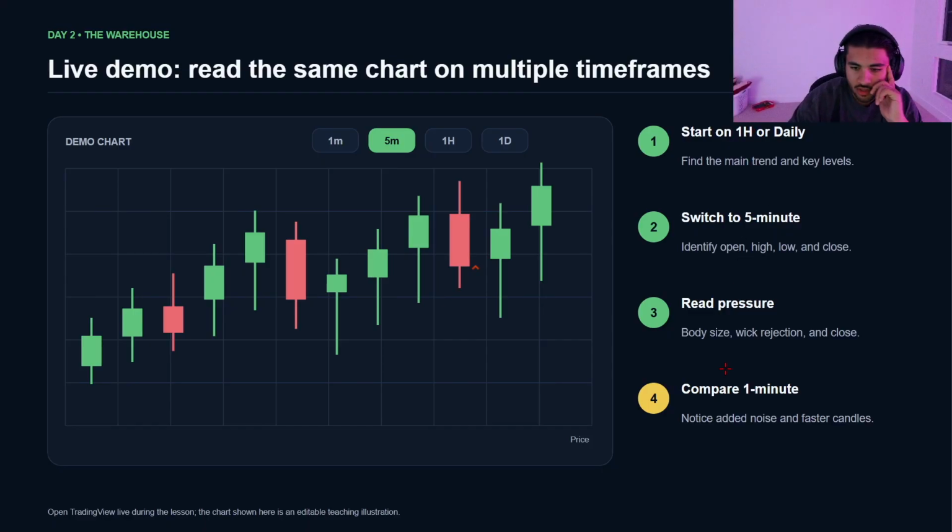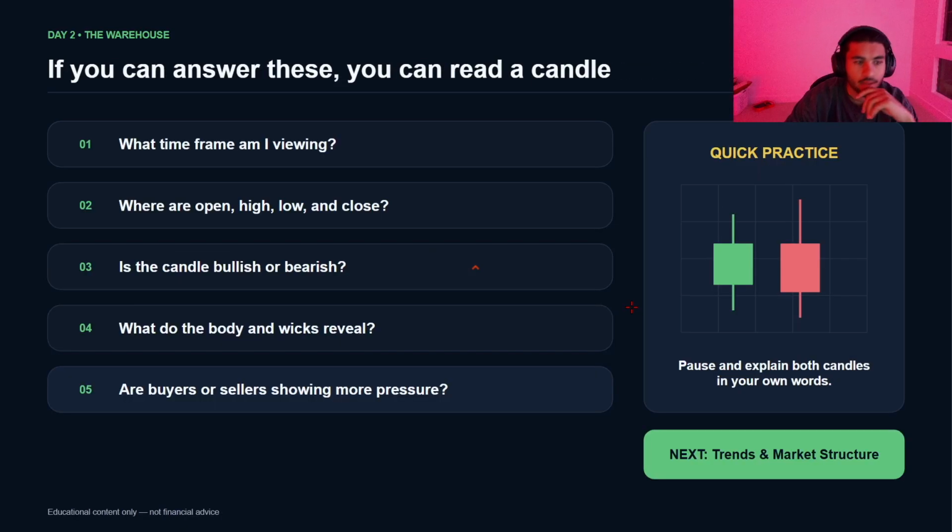Let's see what else is there. Compare 1 minute: notice the added noise, faster. Yeah, I showed you that. There are more candles in 1 minute compared to like 30, right? That's going to be the end of day 2. It's a pretty simple, pretty quick video. We're going to be getting into more tomorrow, all that.